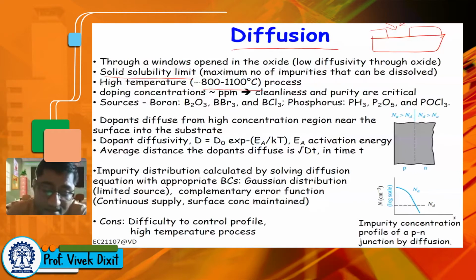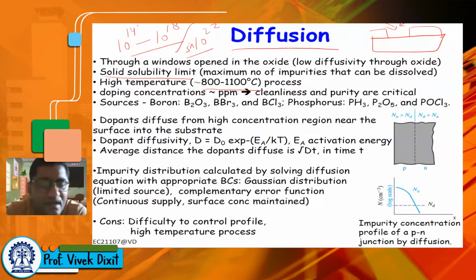Another characteristic here is the doping concentration, which ranges from 10 raised to power 14, 15 to 10 raised to power 17, 18. Now compare this with the total number of atoms, 10 raised to 22. So it's of the order of ppm, parts per million. For 1 million silicon atoms, we are injecting one impurity. That means purity is very important. Cleanliness and purity is very important. So the wafer and the source have to be very pure.